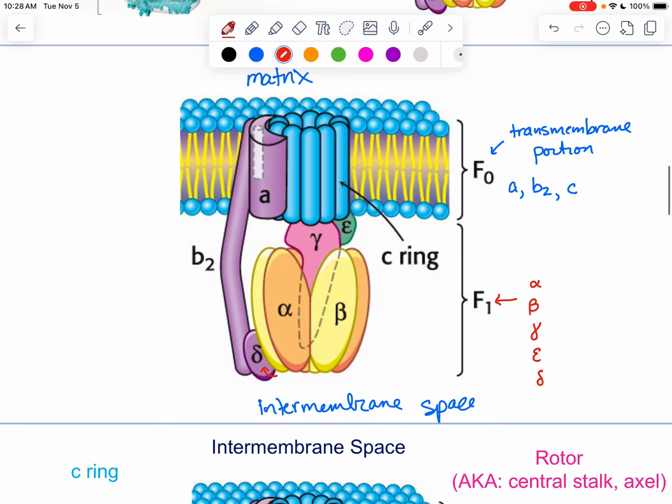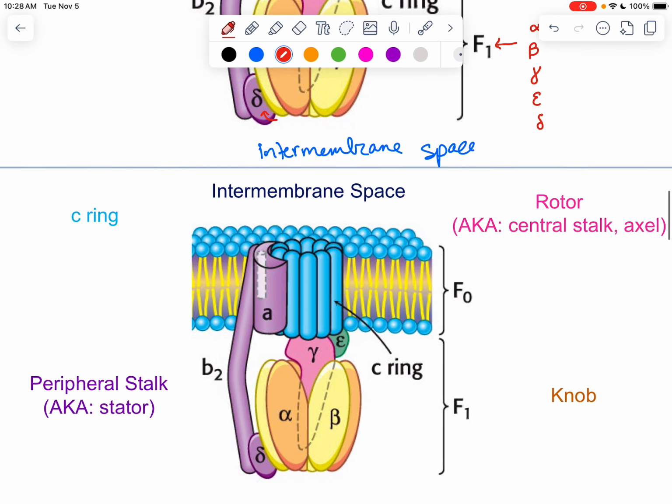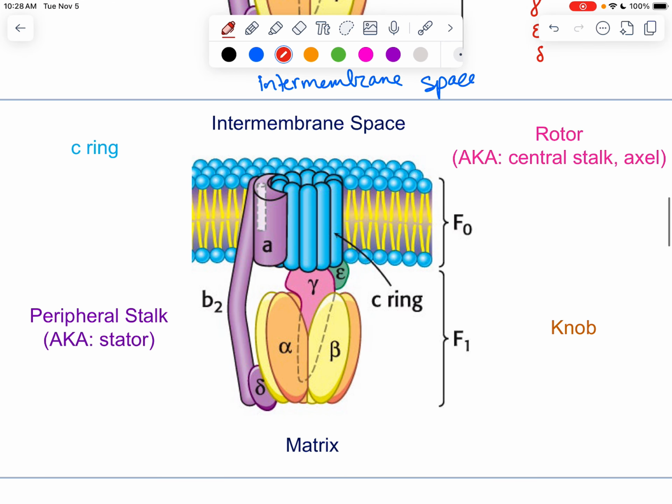All right, so now let's look at the role of each of those subunits. First, even though it's written down there at the far bottom right, we're going to look at what we call the knob, and that is the bottom piece. So the alpha and beta subunits, right in here. The knob is made of 3 alpha and 3 beta subunits.